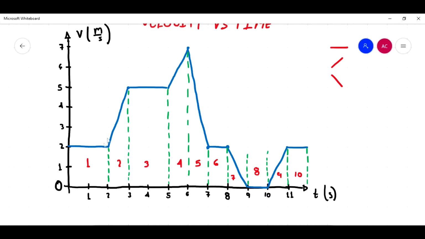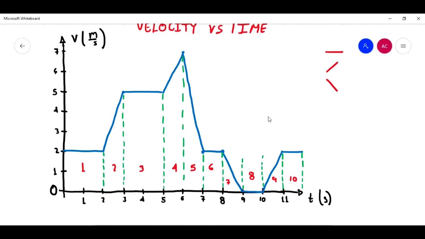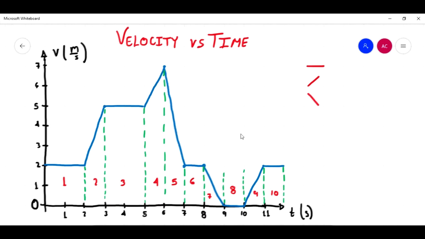If you see the whole motion, we're going to have velocity. So the car is going to move, except in segment number 8, because there the velocity is 0. So that's one important thing to keep in mind: the only segment where the car is not moving is segment number 8.